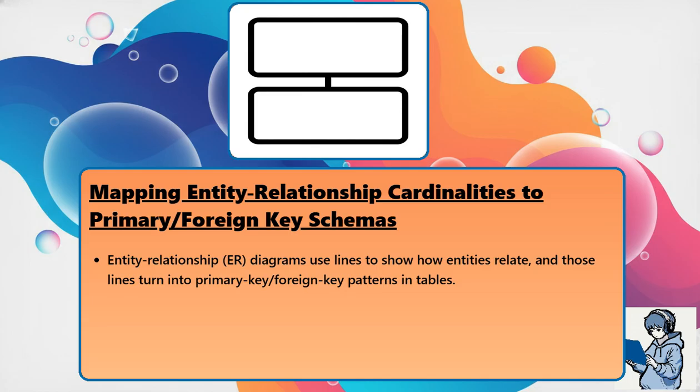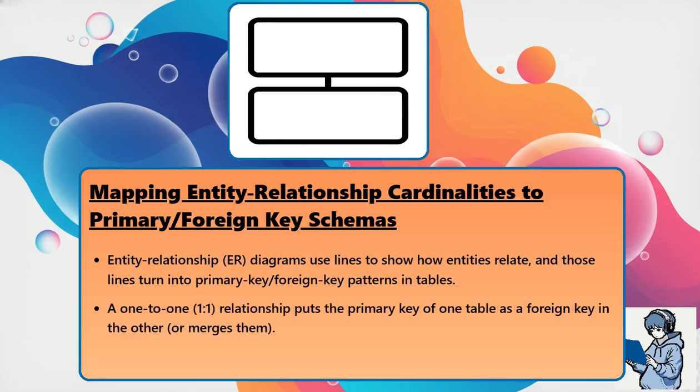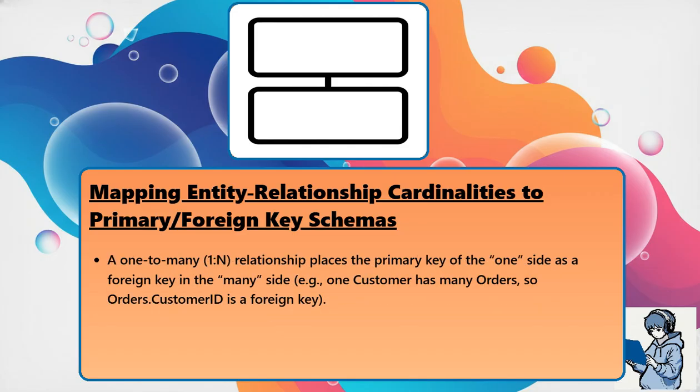Entity relationship (ER) diagrams use lines to show how entities relate, and those lines turn into primary key foreign key patterns in tables. A 1-to-1, 1:1 relationship puts the primary key of one table as a foreign key in the other or merges them. A 1-to-many, 1:n relationship places the primary key of the one side as a foreign key in the many side. For example, one customer has many orders, so orders.customer ID is a foreign key.